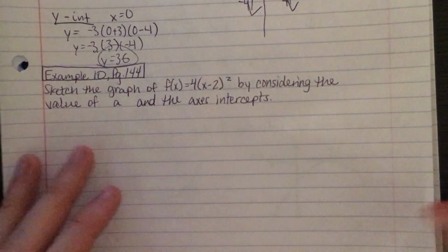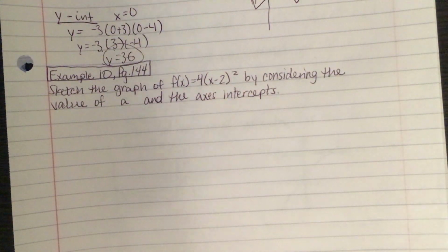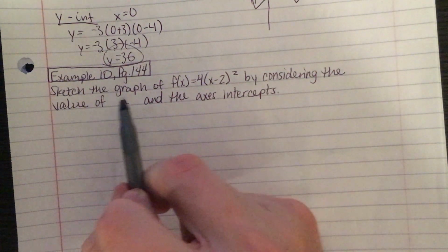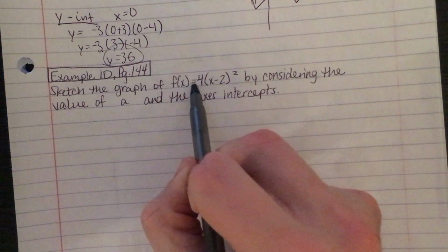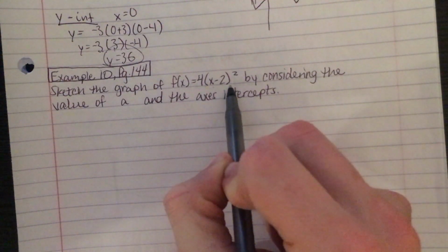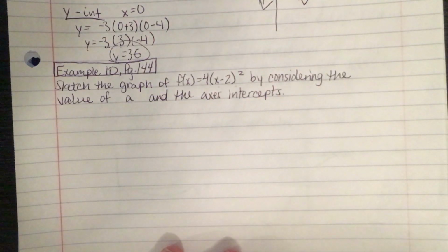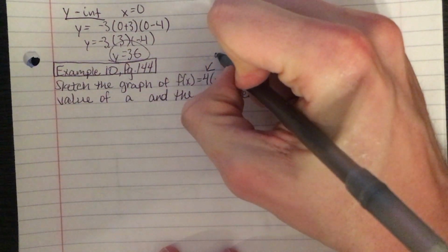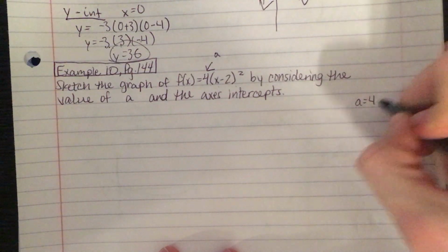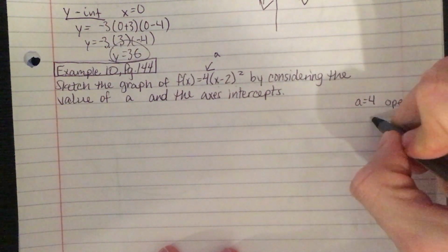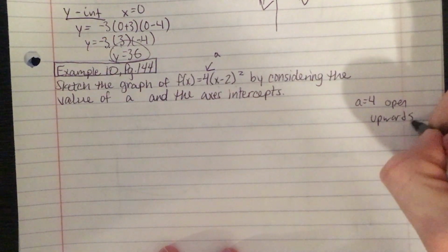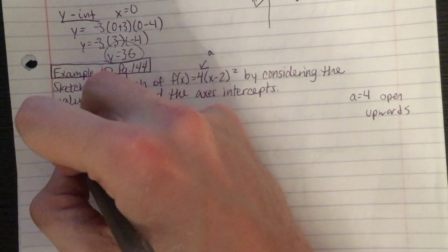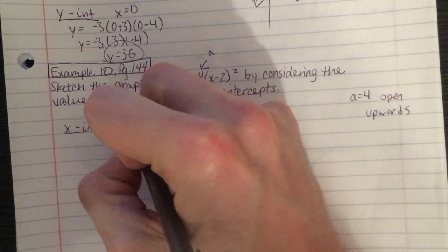So let's look at one more, and then we will continue to expand this knowledge. So now we're going to sketch the graph of the function f of x equals 4 times (x minus 2) squared. So again, we've got the a value here. So a is 4, which means it's going to open upwards. And now we need to do the x-intercepts, and we need to do the y-intercept.